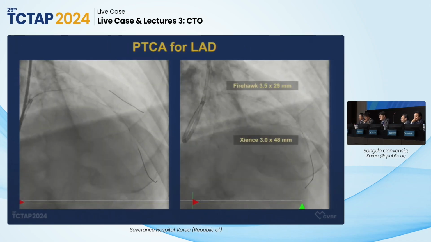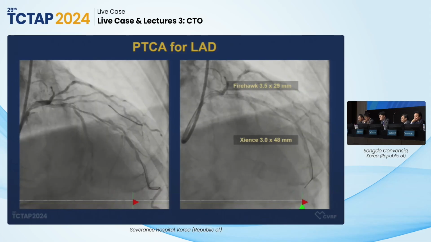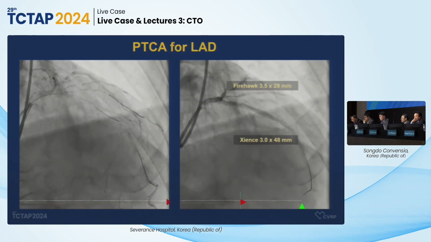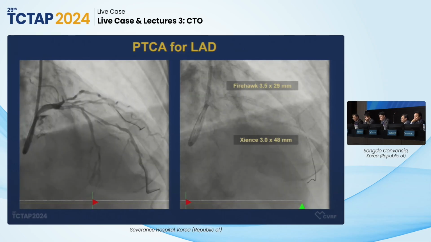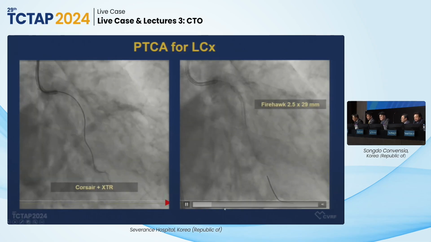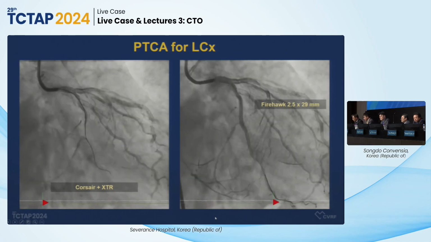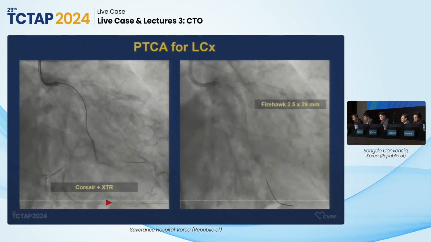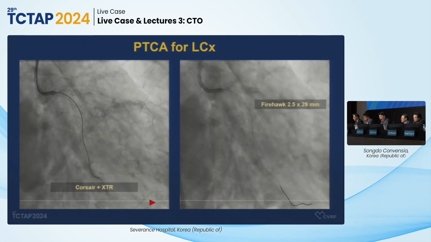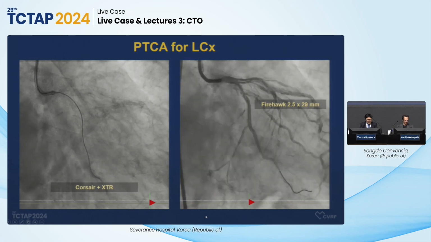Next slide, please. And for the LAD, we treated it first. We used 2 stents, 3.0 and 3.5, and as you can see on the right side, the result was very promising. Next slide, please. And for the circumflex artery, we had to use a supporting catheter, including XDR. However, the result was good. We put in a 2.5 stent, and the result was good.